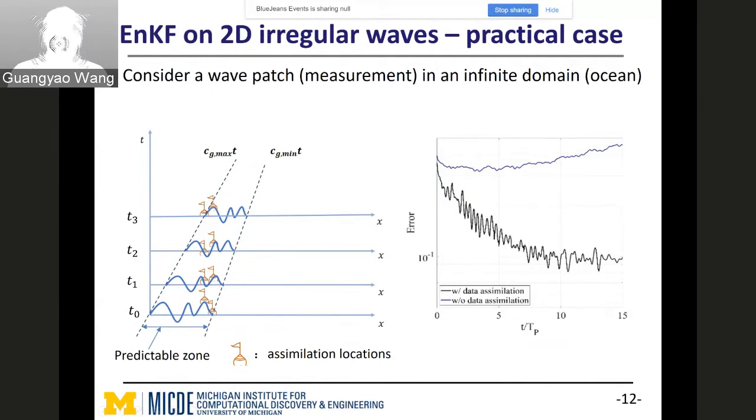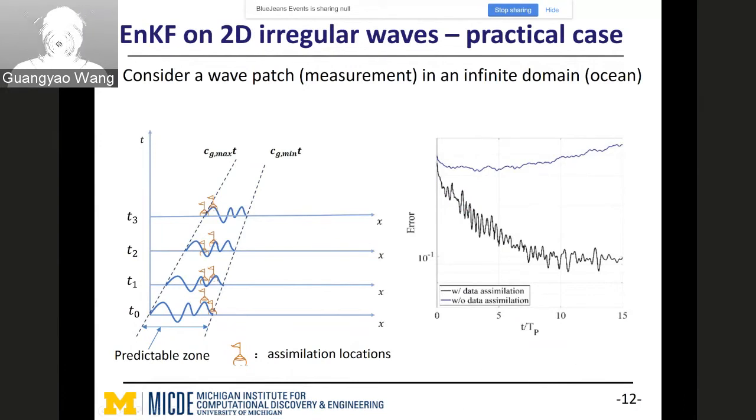At t equal to 0, we may only be able to get the information for the first quarter of the computational domain, which is mainly determined by the radar parameters. As the wave is traveling to the right side, we can see that the predictable zone is shrinking.